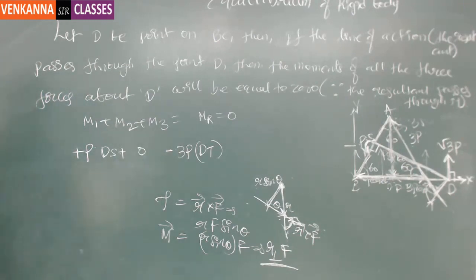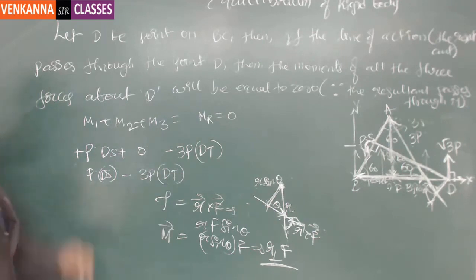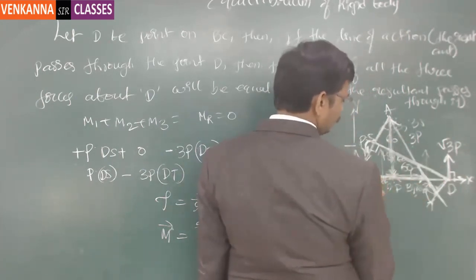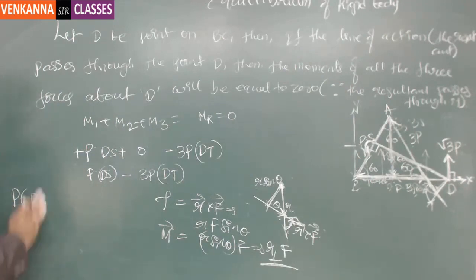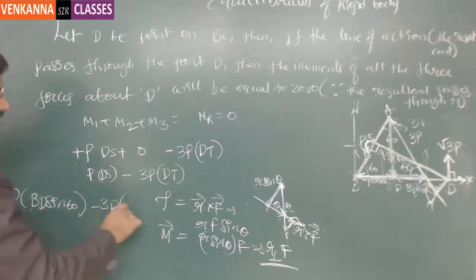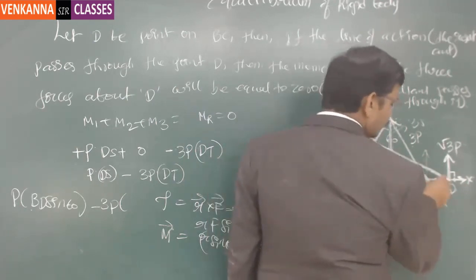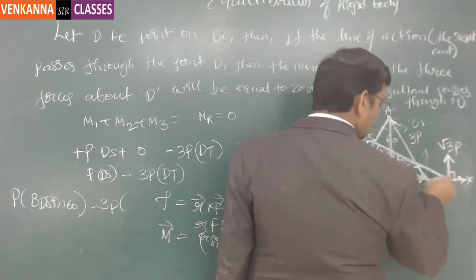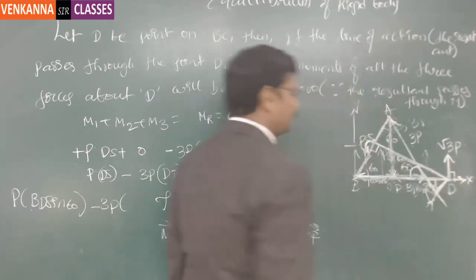Got it? So now P into ds minus 3P into dt. ds we can express in terms of known values. ds is nothing but this distance, so this is BD, and BD cos 60, sin 60. So BD sin 60. Minus 3P into dt. dt is this distance. This angle we know as 60 degrees and this angle will also be 60 degrees because of opposite angles. So this is 60 degrees and this length is DC, and DC cos 60, sin 60. So DC sin 60.